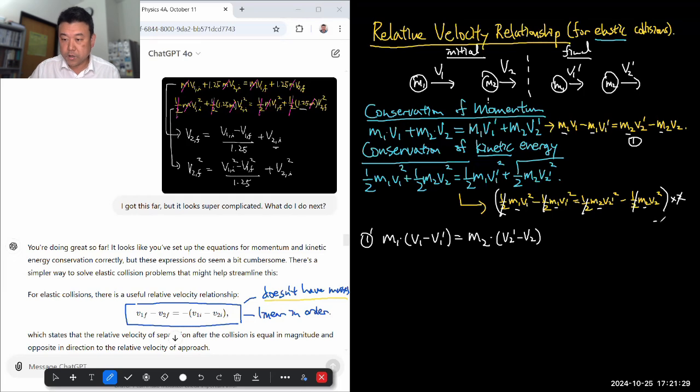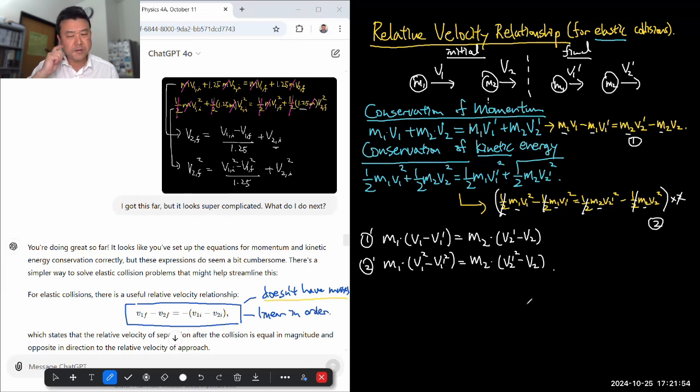And from my equation 2, factoring out m1 and m2 again, I have 2 prime, which will be m1 times (v1 squared minus v1 prime squared) is equal to m2 times (v2 prime squared minus v2 squared).